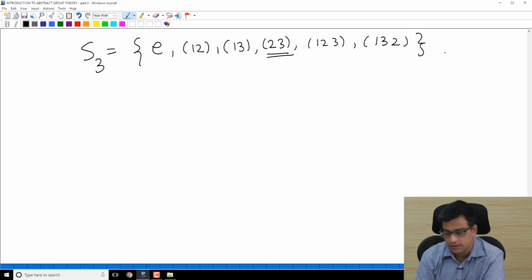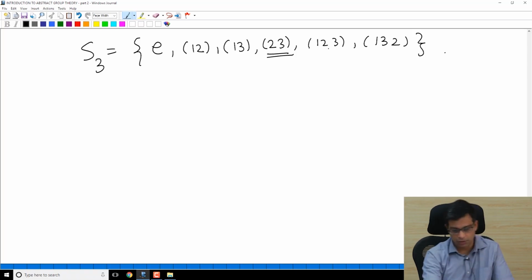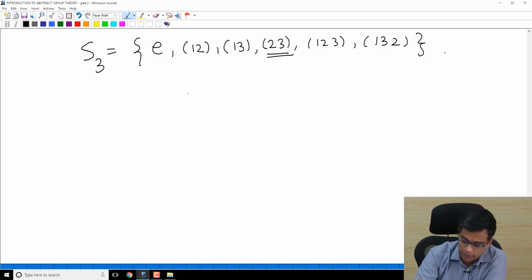If I consider for example the function (2 3), it's clear that it sends 2 to 3, 3 to 2 and 1 to 1. (1 3) sends 1 to 3, 3 to 1, and (1 2 3) sends 1 to 2, 2 to 3, 3 to 1 and so on. I have given this description because it's much more natural to work with this, and especially when you are writing cosets and so on, it's useful to have this notation.